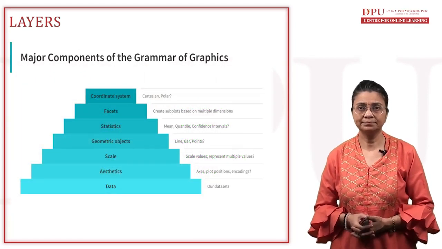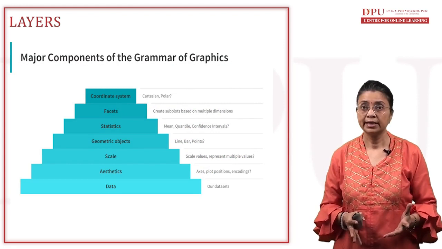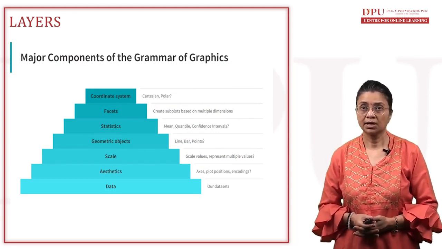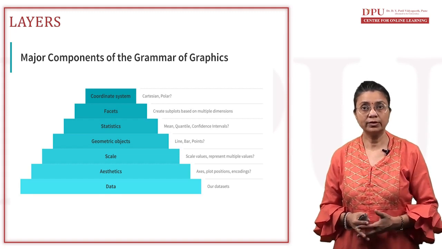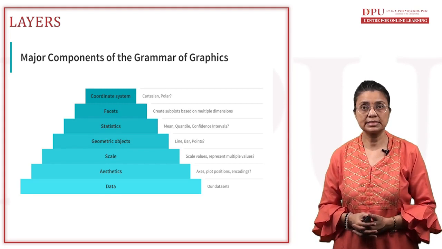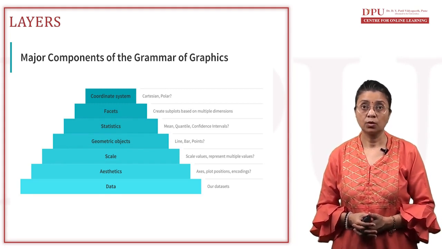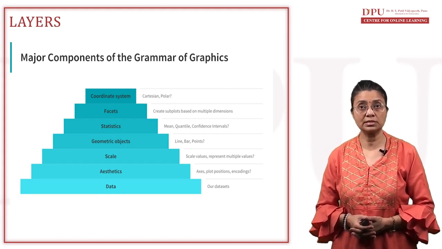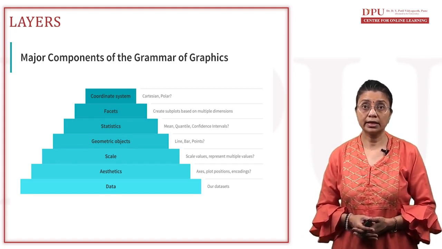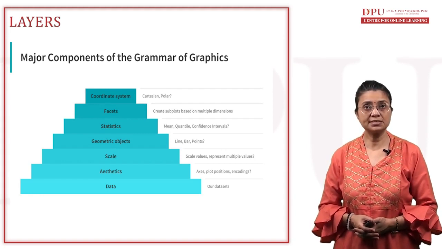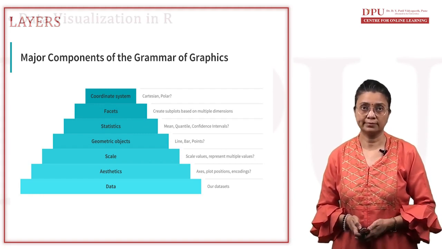So what is data? These are our data sets. What is aesthetics? Aesthetics are axis, plot position, encodings. What is scale? Scale values represent multiple values. What are geometric objects? Line, bar, and points. What is statistics? There we talk about mean, quartile, confidence intervals. What are facets? They create subplots based on multiple dimensions. Coordinate system, Cartesian and polar.